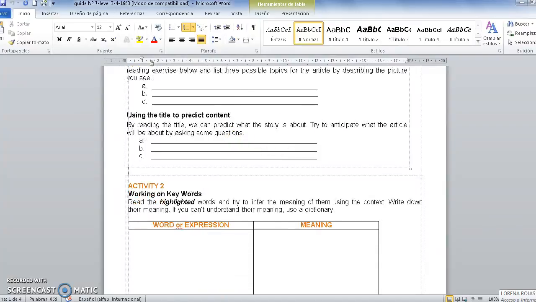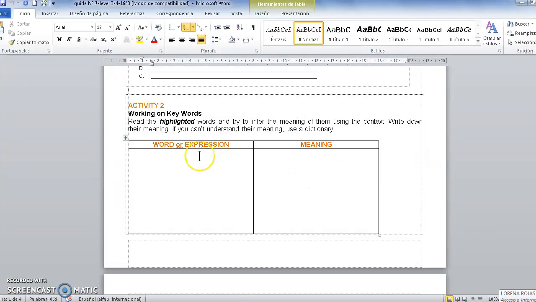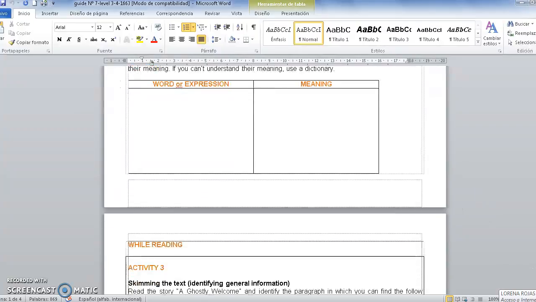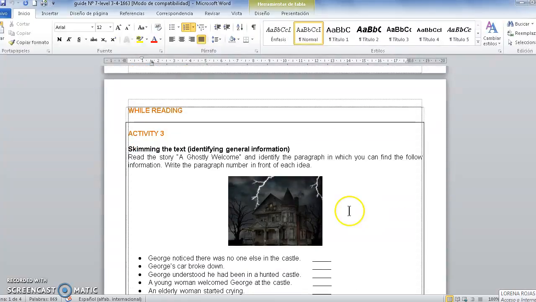Activity 2, working on keywords. There are some highlighted words that you will write here and the meaning in front, using the context only. If you don't understand them using the context, well, use a dictionary, but the idea is to use the context to identify the meaning of those words. It's going to be a spooky story.